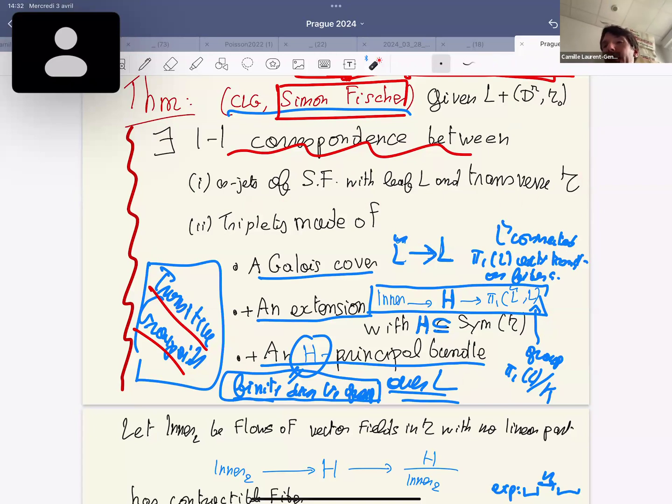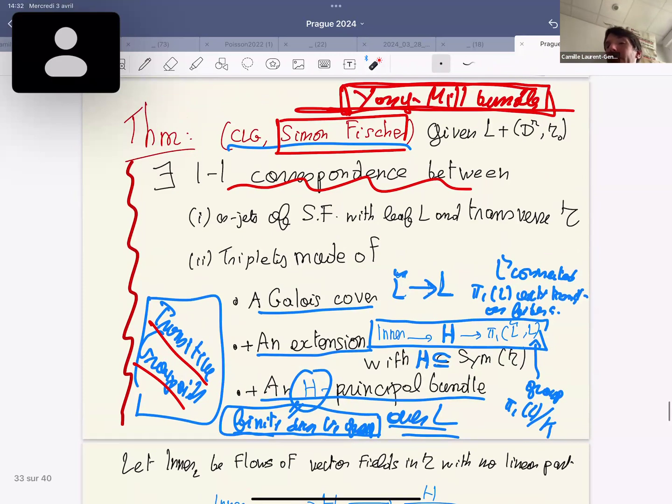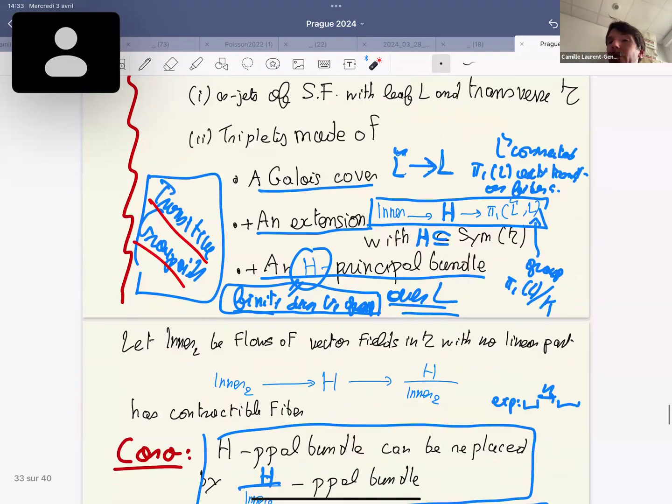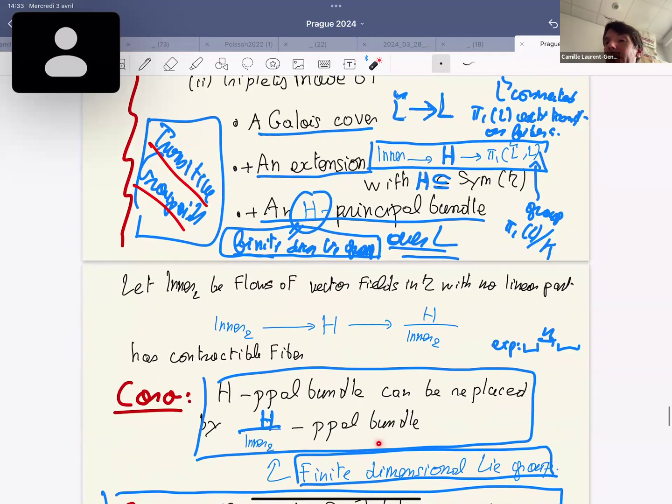You can do it for smooth manifolds. You can do it for groupoids. You can do it for algebroids. Somehow, it's always true. And you could do it for your Yang-Mills bundles. But no, sorry. Anyway, this is certainly true at the level of germs, for instance. What is not true is that you can reduce to a finite dimensional principal bundle. This will not work anymore.